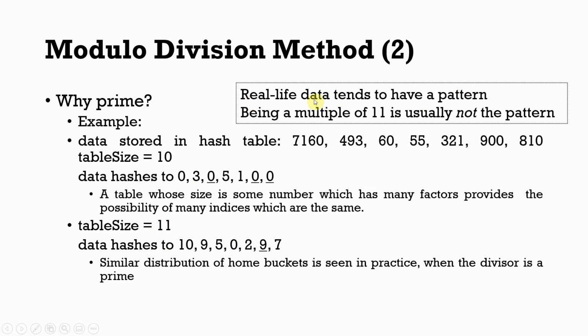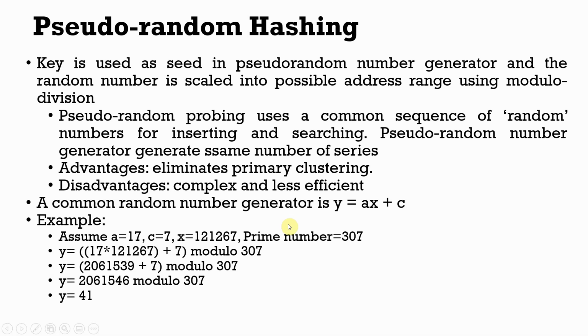Why is this the case? Because real life data tends to have a pattern, and being a multiple of 11 or any other prime number is usually not part of that pattern. A table whose size is a number with many factors provides the possibility of many indices which are the same. But when you choose a prime number as the table size, a similar distribution of home buckets is seen in practice when the divisor is a prime. You see that it's more uniform and has fewer collisions.